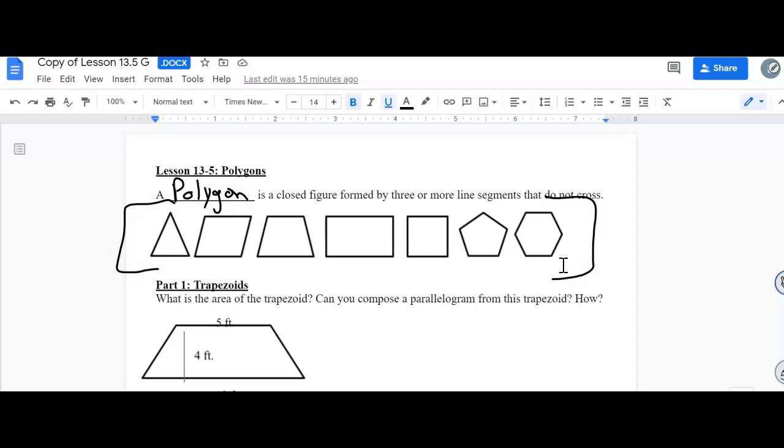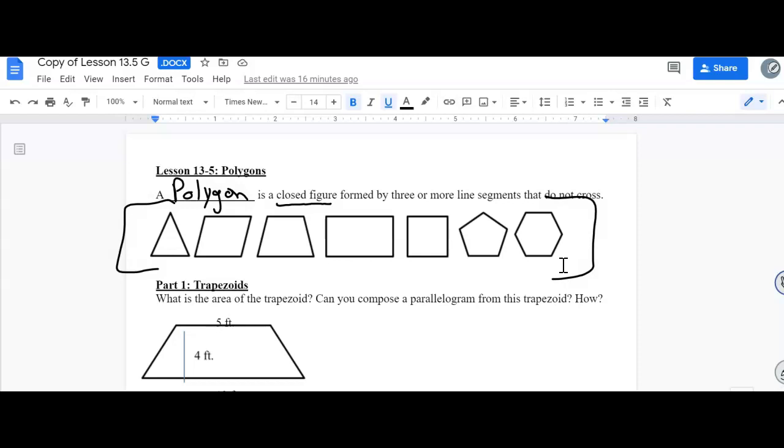Thumbs up if you think these are all polygons. Sideways if you're not sure. Thumbs down if you think one or some of them are not polygons. Okay. Let's look at the definition. It has 3 parts in this definition. Do all of these shapes have closed figures? Are they all closed? Yes. Every single one of these is closed.